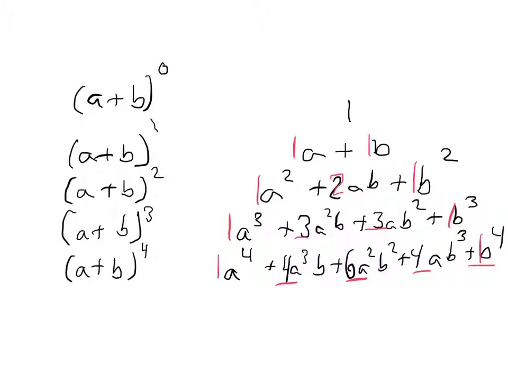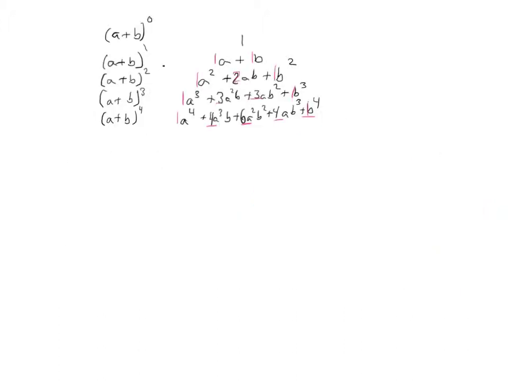So, if we see this pattern, now I'm going to shrink down and rewrite the numbers. There's the 1 at the top, a plus b is 1 and 1, 1a squared plus 2ab plus 1b squared, 1a cubed plus 3a squared b plus 3ab squared plus 1b cubed, and then finally 1a to the fourth plus 4a cubed b plus 6a squared b squared plus 4ab cubed plus 1b to the fourth. And we notice a triangle is forming here. And we also should notice the pattern here.